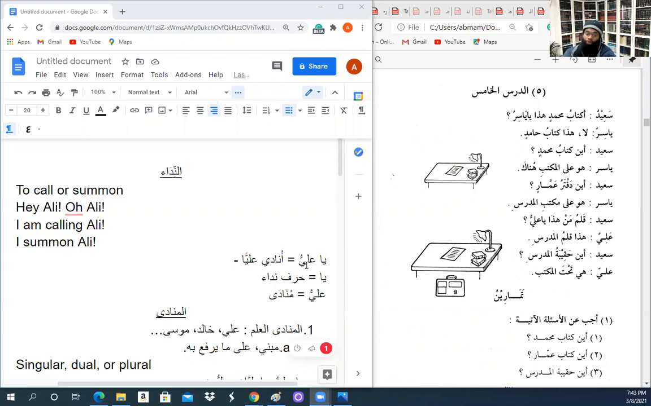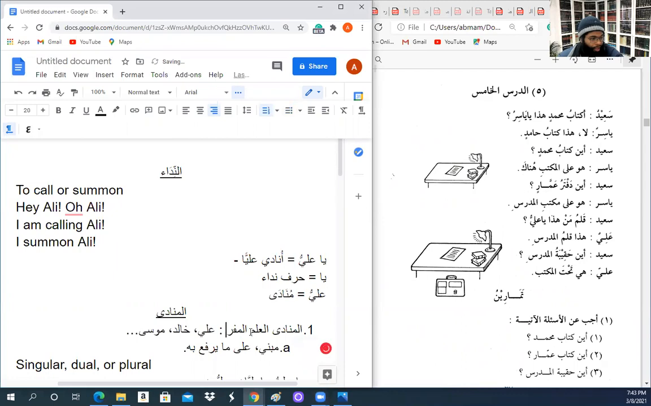And this is how the Arabs spoke when they were directing a call to a specific proper noun. They would put a dhamma at the end of the proper noun. Does that make sense? So Aliyu is singular. It's not murakkab, right? It's a single word. That's why they said al-munada al-alam al-mufrad.